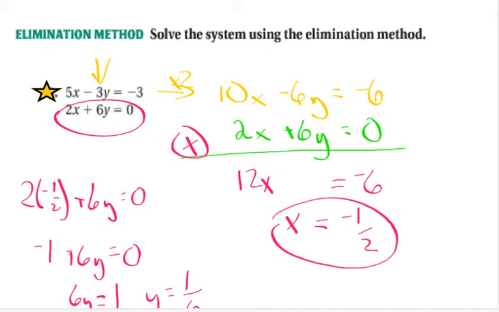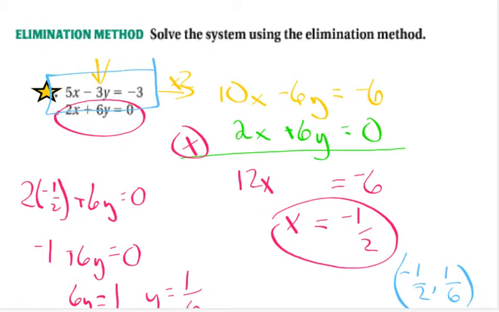Okay, so that's where they are going to intersect. The point of intersection of these two lines is going to be at negative 1/2 and 1/6. Now I can double check this. I can put this back into the other equation as well. I think that'd be a good idea.